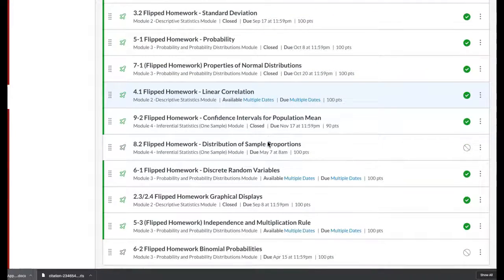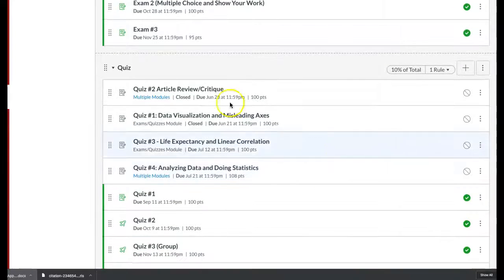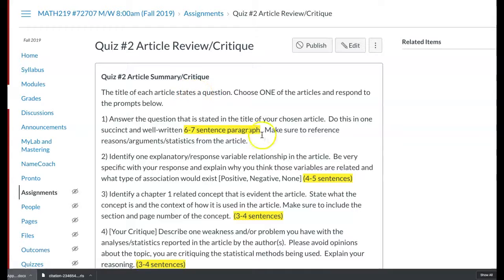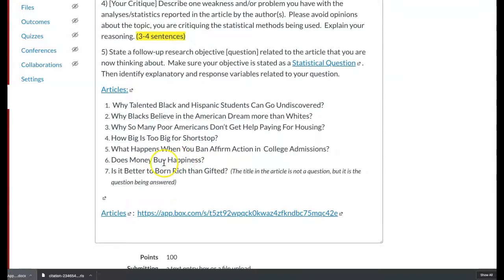Other assignments I have, again trying to connect to their lives, is that they choose an article of interest and then they do a review and a critique. Again, I pick different types of articles. You can see a list here. I try to pick different topics, but definitely trying to connect to socially conscious issues or social justice issues. I still struggle with some of this. As you can see, is it better to be born rich than gifted?